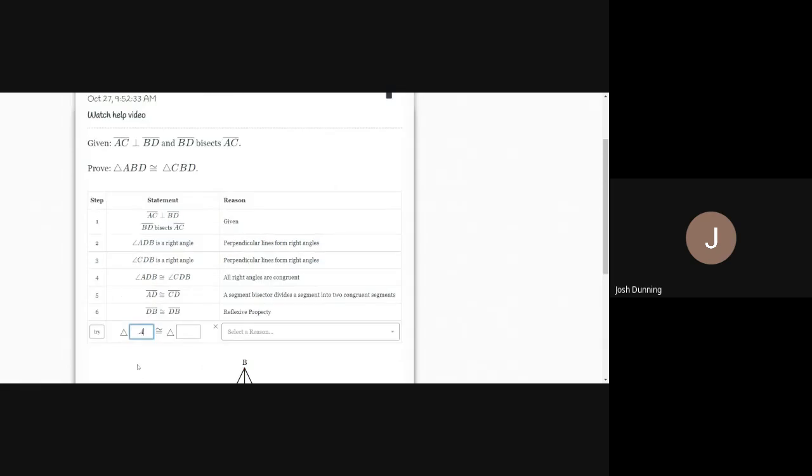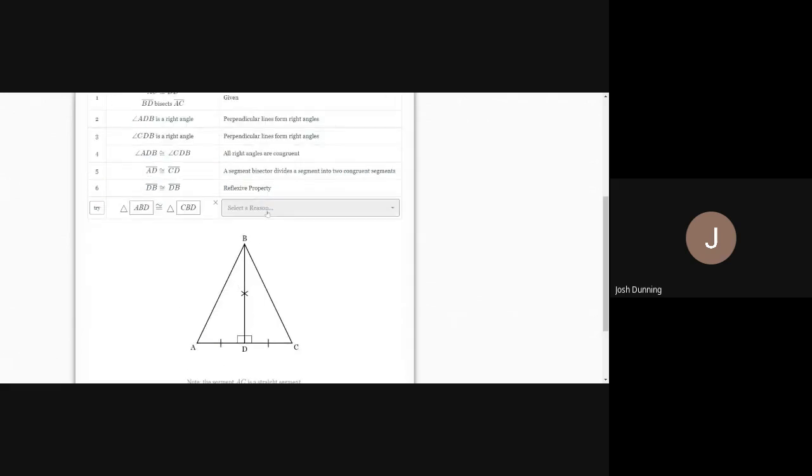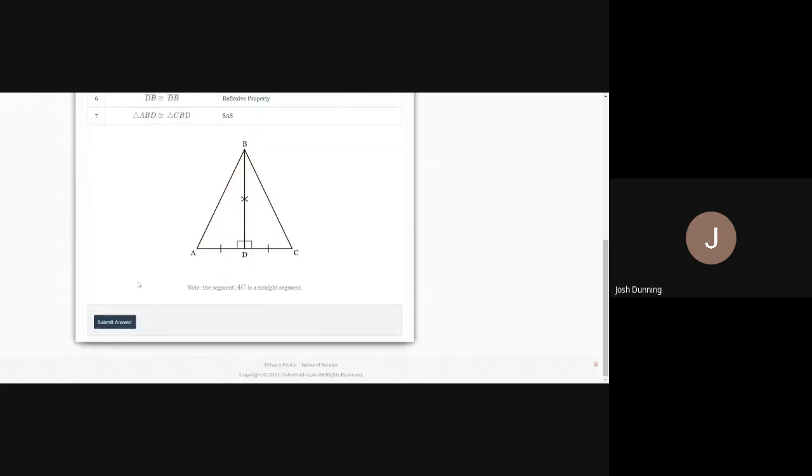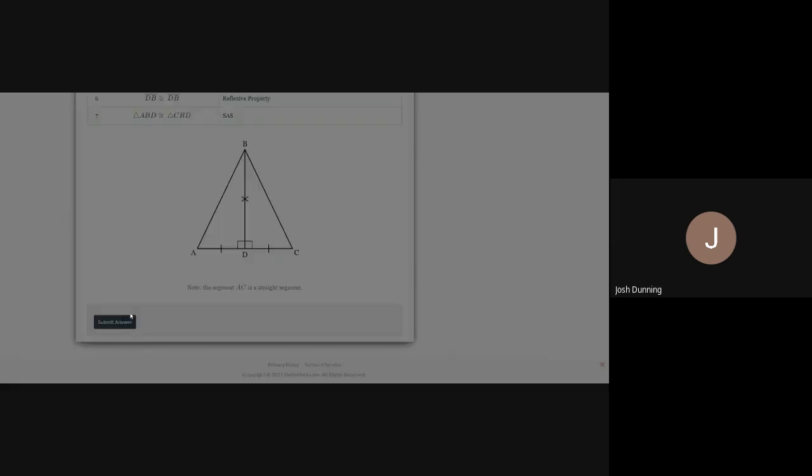Choose the triangle one, ABD and CBD. Those are congruent triangles because we have side, angle, side right in a row. And there we go.